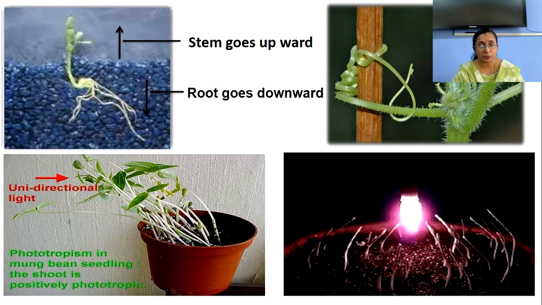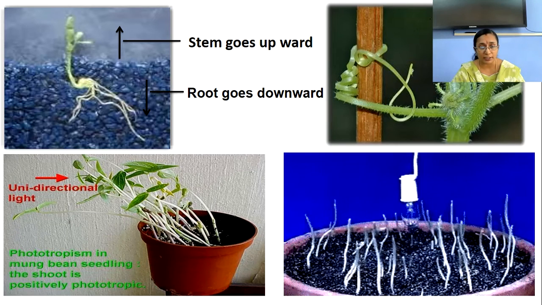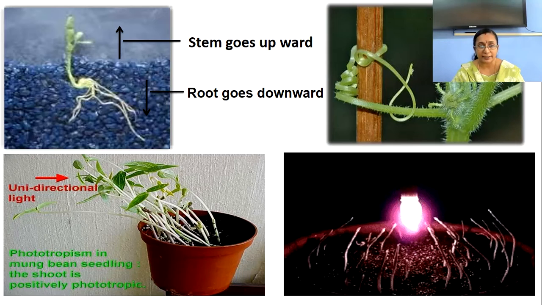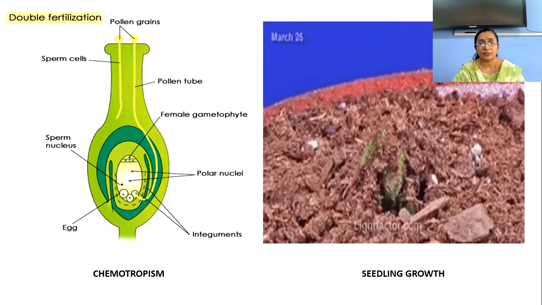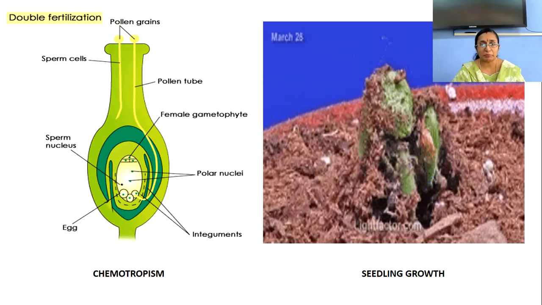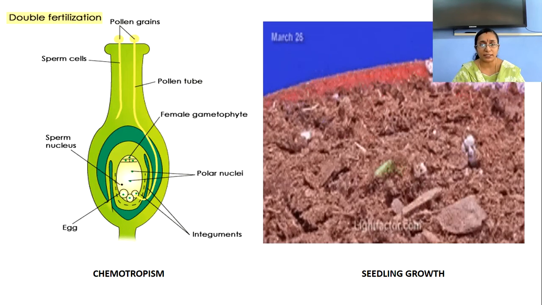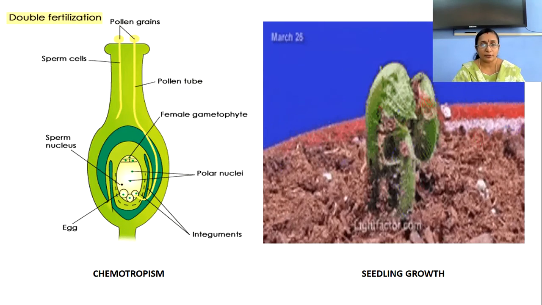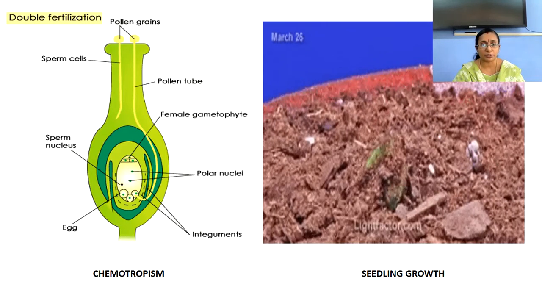The stem grows upwards whereas the root grows downwards. And here in a potted plant, when it is exposed to a single source of light, you find that the stems will bend towards light. Okay children, now this is another example. You remember in the first slide we mentioned a seedling growth. So you can see how the seedling is coming out of the soil. But this movement is because of growth.